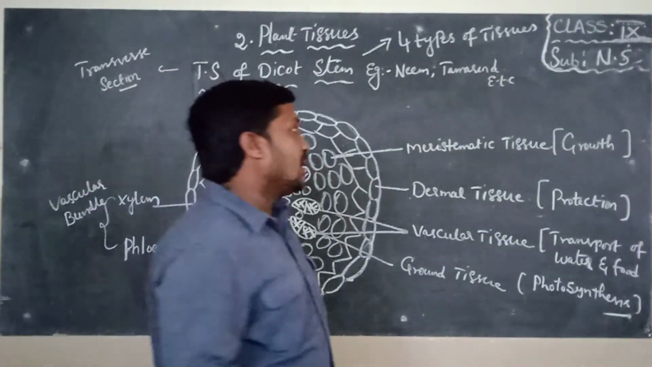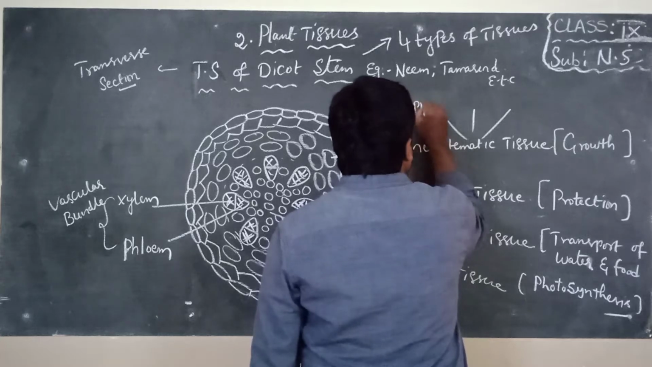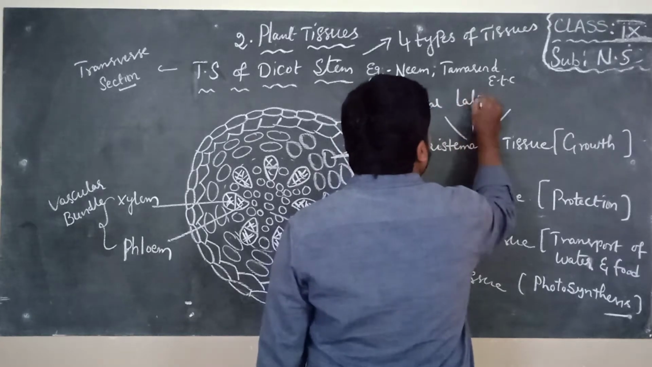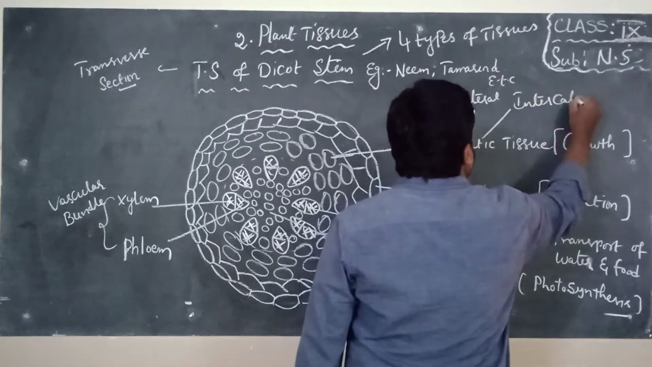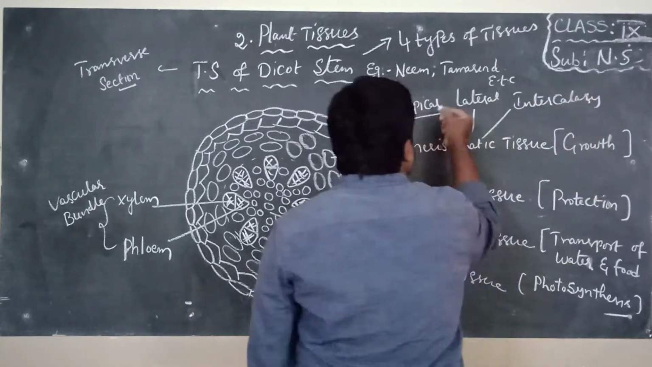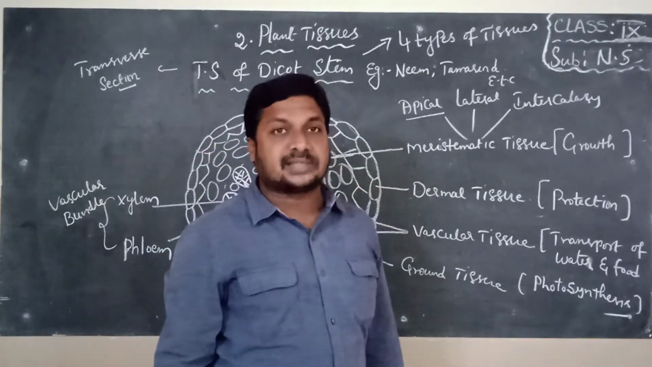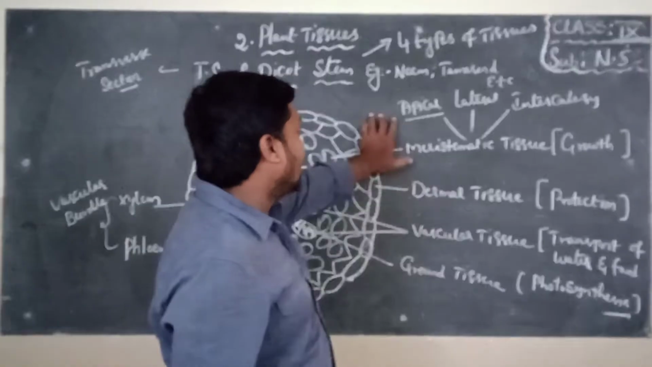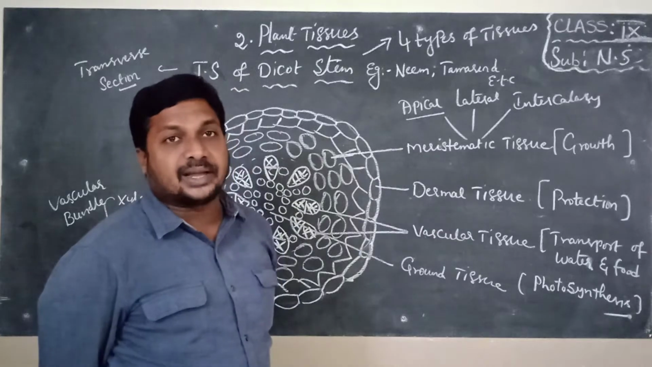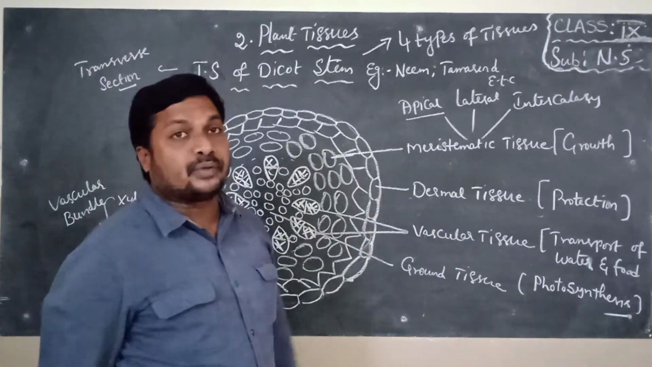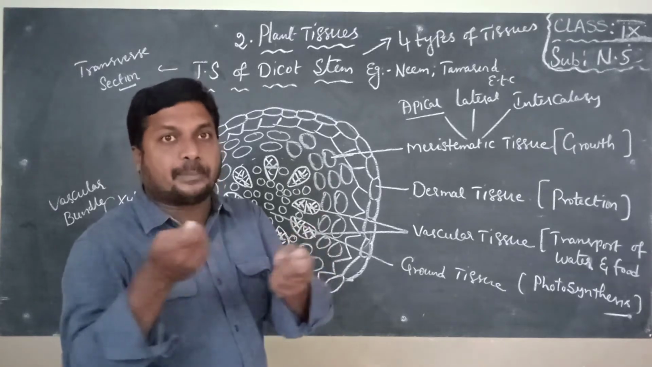Here in meristematic tissue we can find three subtissues: apical meristematic tissue, lateral meristematic tissue, and intercalary meristematic tissue. Apical meristematic tissue is present in the tip of root and tip of shoot, which helps to increase the plant size lengthwise. Already explained about apical dominance. If the terminal bud is present, lateral branches will not grow. That's why if you go to gardens or parks, the gardener removes the tips of the branches with the help of a cutter.